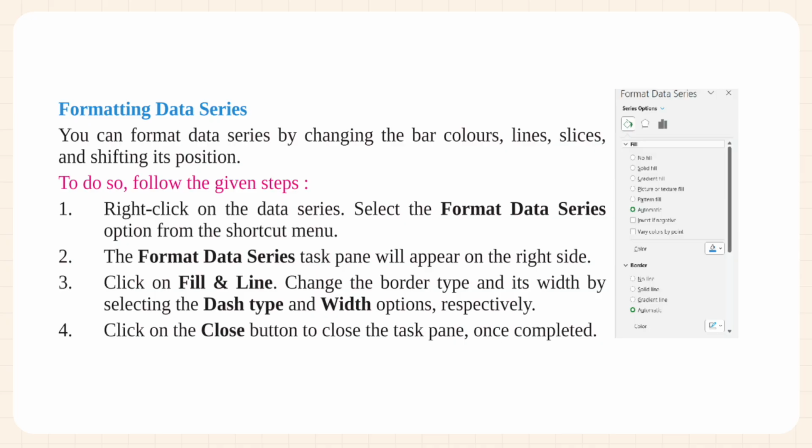2. The Format Data Series task pane will appear on the right side. 3. Click on Fill and Line. Change the border type and its width by selecting the dash type and width options, respectively. 4. Click on the Close button to close the task pane once completed.